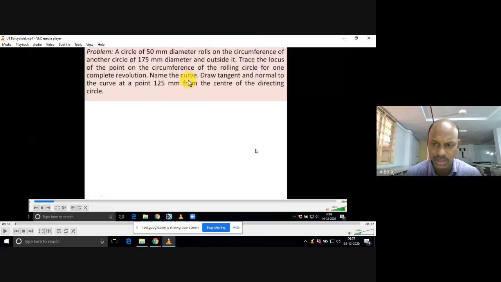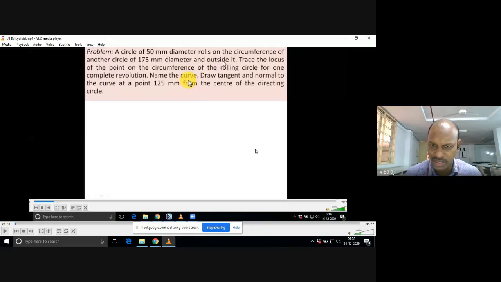It is a curved one, meaning something like a circular arc. Above this circular arc, a cycloid circle of 50 diameter rolls without any slip, on the circumference of a circle of 175 diameter and outside it. Outside it means it is rolling above the curved path.